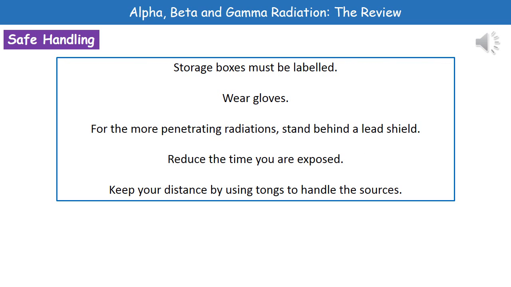Last thing we need to consider is how we actually handle these radioactive sources safely. First thing is that whatever we're storing them in must be appropriately labelled with the radioactive sign and what's actually contained. Anytime we are handling it, we should be wearing gloves. If we're talking about the more penetrating radiations, then really we should be standing behind a lead shield or wearing a lead apron. You should always minimise the time that you're exposed to these radiations and always keep your distance. So as opposed to picking it up with your hands, you should use tongs to handle the sources so it's not coming into close contact with your skin at all.